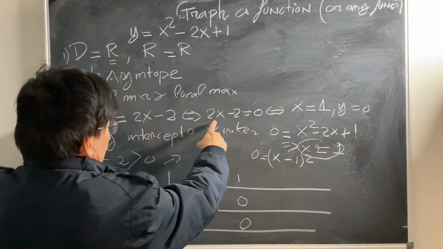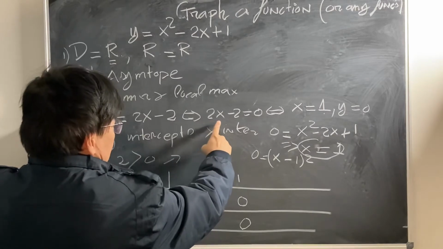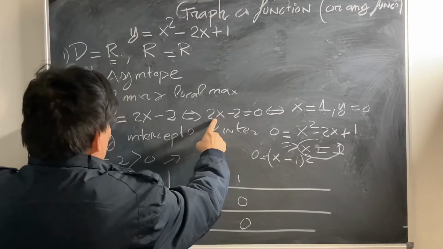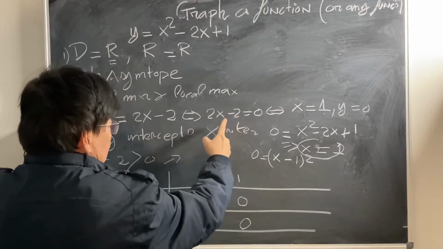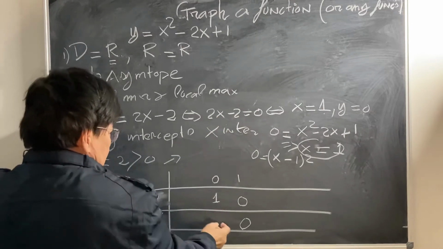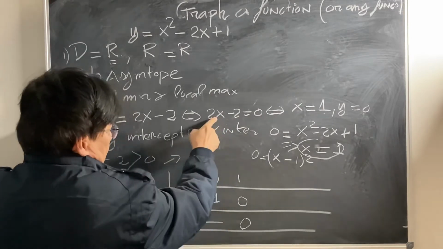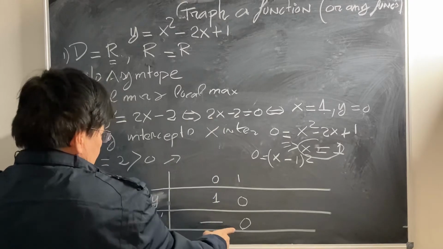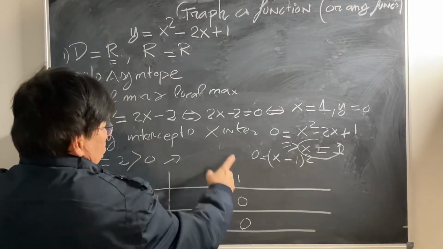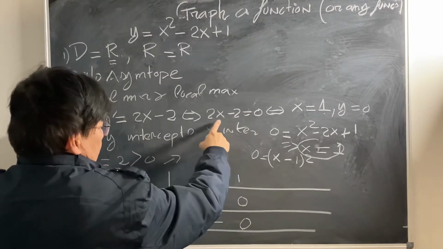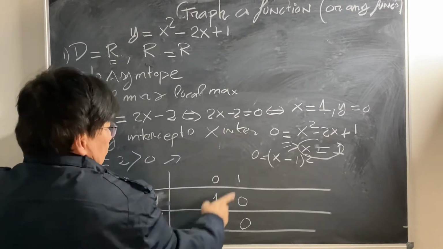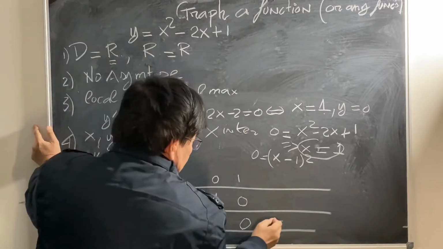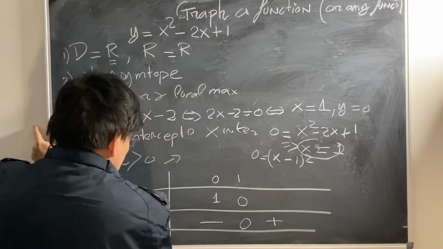Okay, and this one, y prime equals x minus 2. So on the left of 1 it is negative: when x is less than 1, y prime is negative, and when x is greater than 1, it is positive.